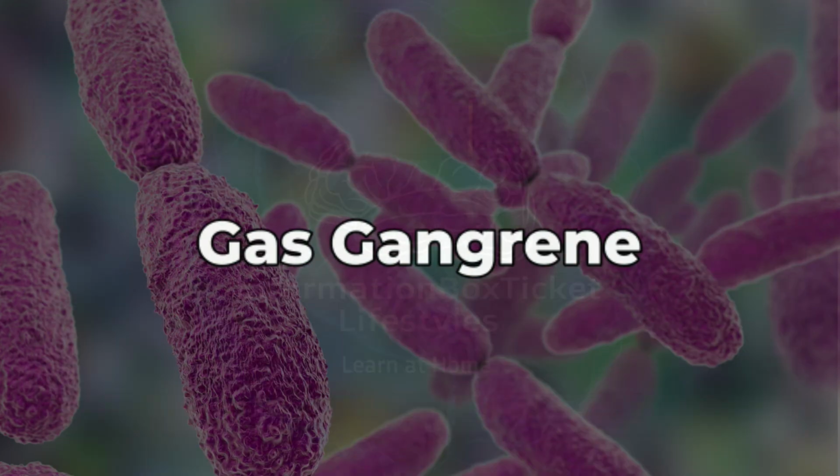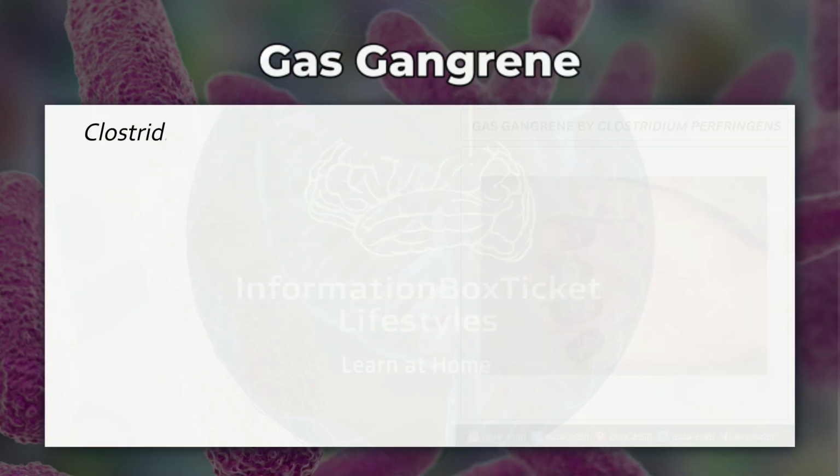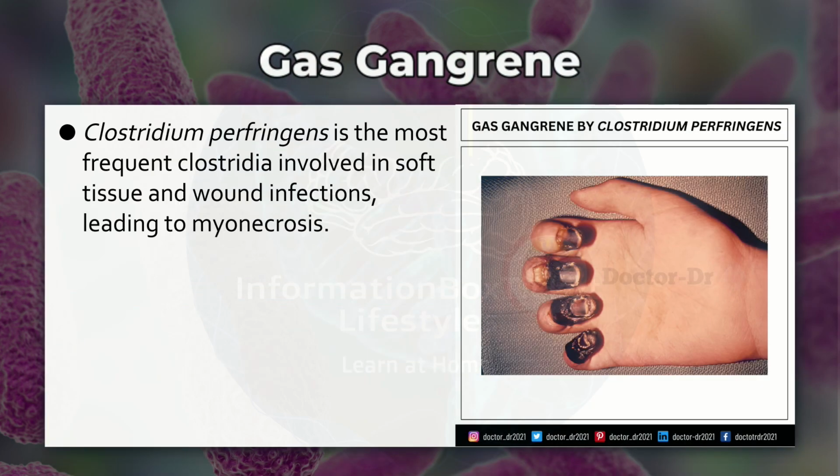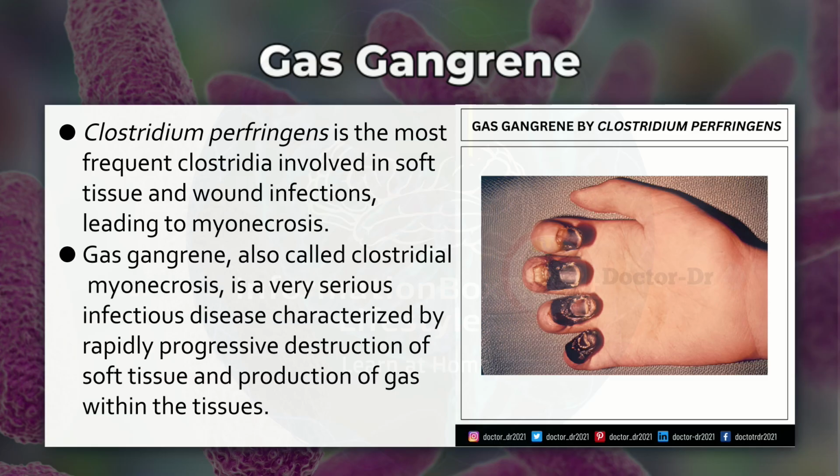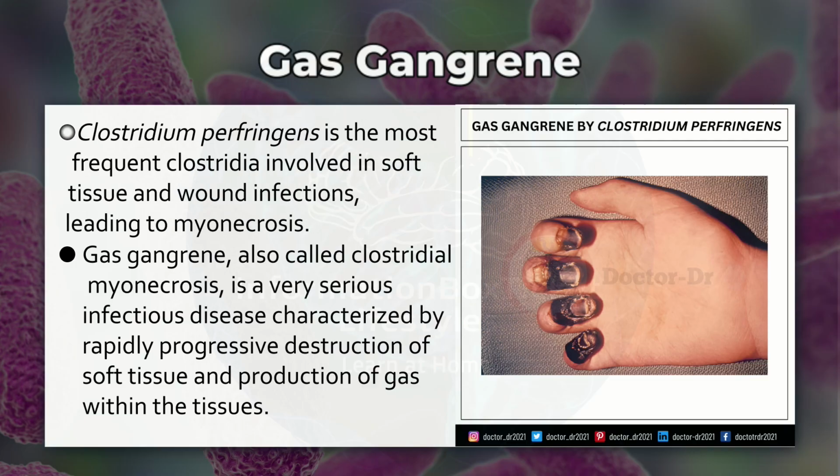Gas gangrene. Clostridium perfringens is the most frequent Clostridia involved in soft tissue and wound infections, leading to myonecrosis. Gas gangrene, also called Clostridial myonecrosis, is a very serious infectious disease characterized by rapidly progressive destruction of soft tissue and production of gas within the tissues.